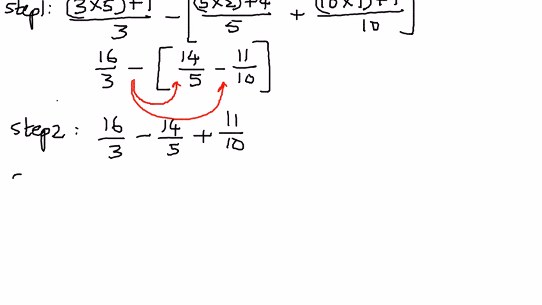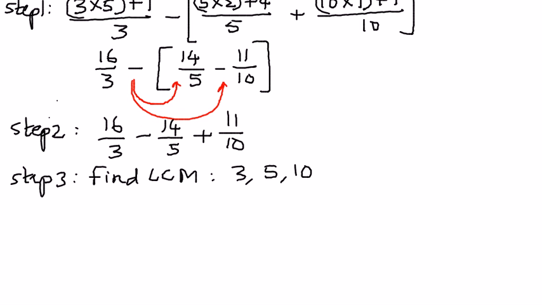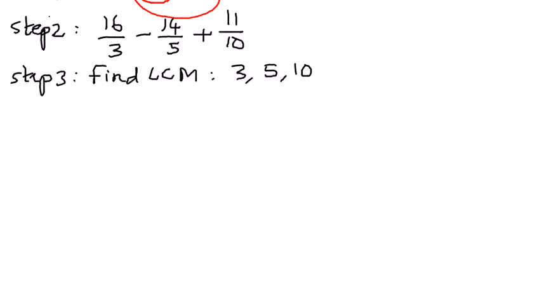Now, in the third step, we want to find a common denominator between 3, 5, and 10. To do that, we're going to find the least common multiple for the numbers 3, 5, and 10. So how do we do that? We're going to find the prime factors for these numbers, and to do that, I'm going to write it in this step number 4 right here.